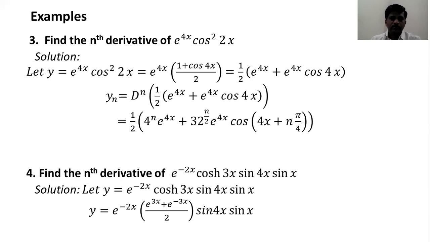One more example. Find the nth derivative of e^(-2x) cosh 3x sin 4x sin x. Let y is equal to e^(-2x) cosh 3x sin 4x sin x. Now here cosh 3x can be written in exponential form as (e^(3x) + e^(-3x))/2, the hyperbolic function converted into exponential form, into sin 4x sin x.